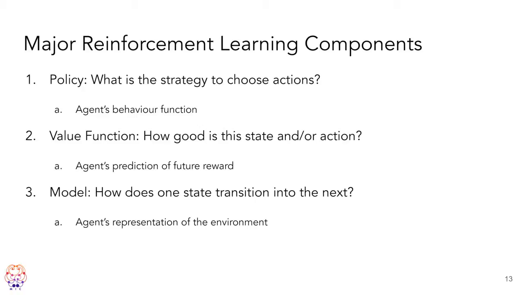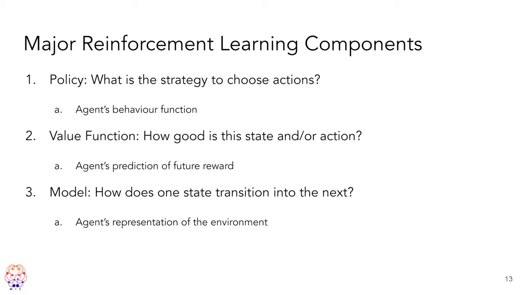Okay, so what are the major components of RL? We have policy, we have a value function, and an agent. So policy is what strategy do we choose for our actions. So given what state we are in, we choose what is the optimal action to get us to our goal.